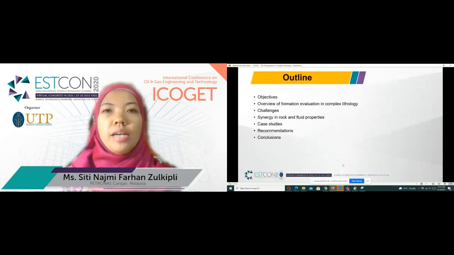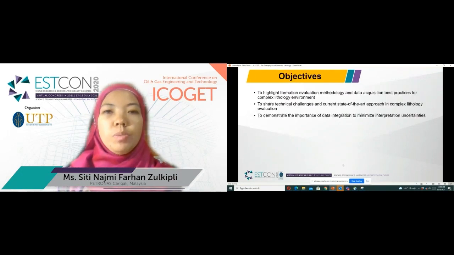Outline of presentation: I'll start by giving the objectives, then move on to the overview of the complex lithology environment, what are the common challenges usually faced in complex lithology interpretation, and how to achieve the synergy or balance between the rock and fluid properties in a complex lithology environment. Then I'll move on to the case studies to demonstrate some of the best practices and technology applications to evaluate complex lithology reservoirs, and finally I'll give the wrap up in the conclusion.